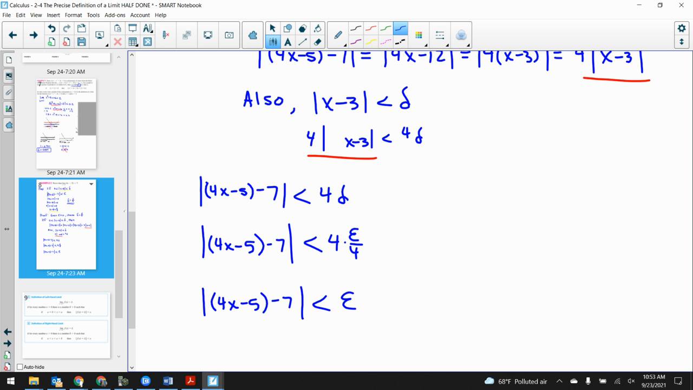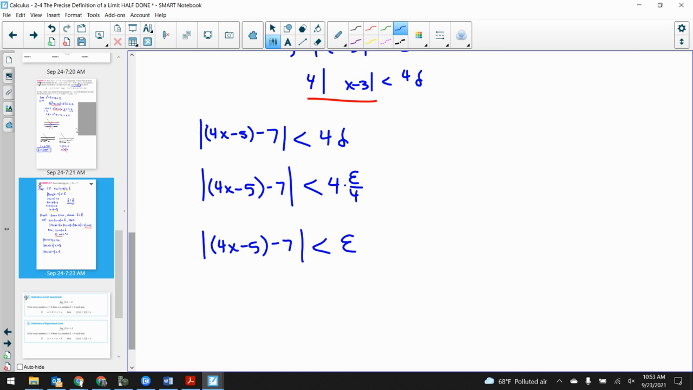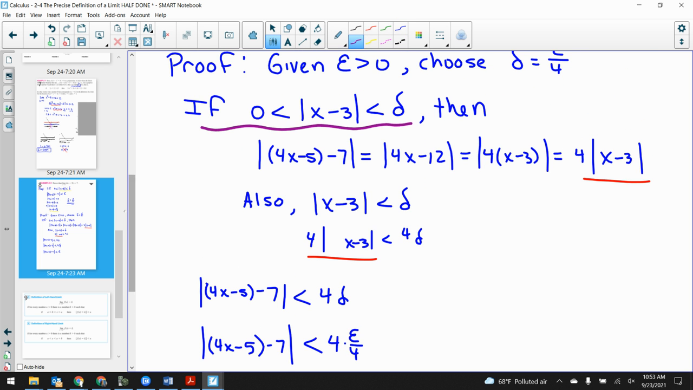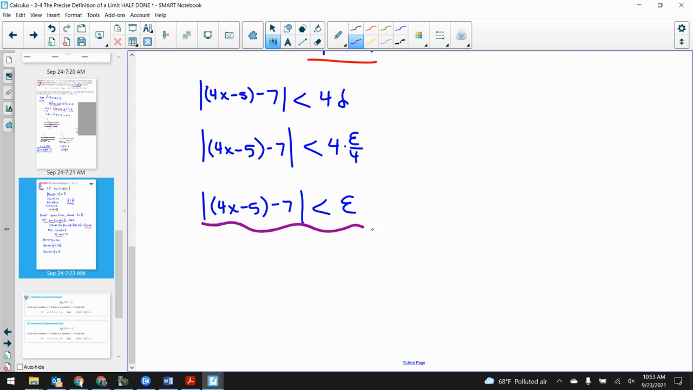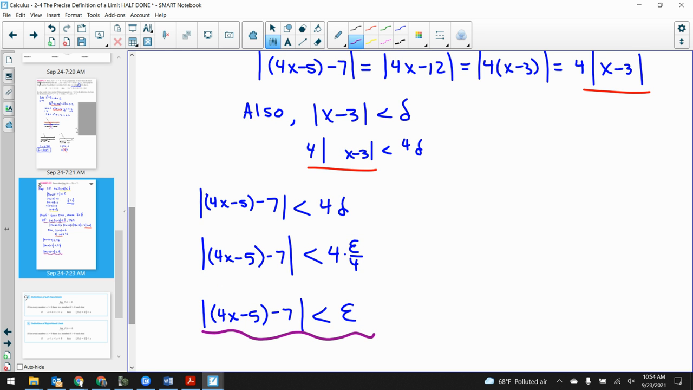Basically, our if statement was, if the difference between x and 3 is less than delta, then the difference between the function and the output is always going to stay less than epsilon. This is like your hypothesis. This is your conclusion. This is your ending statement. Okay? Weird, right?